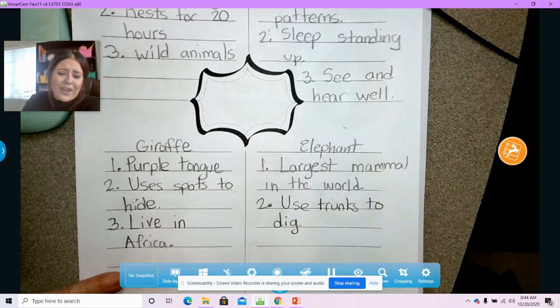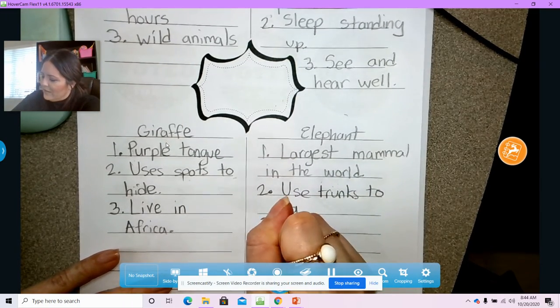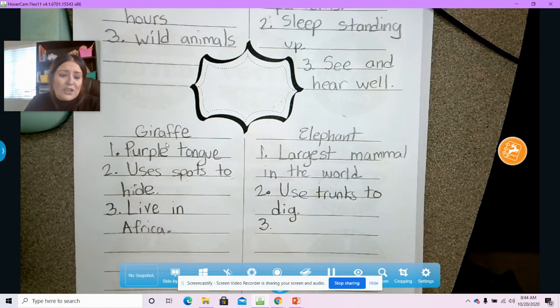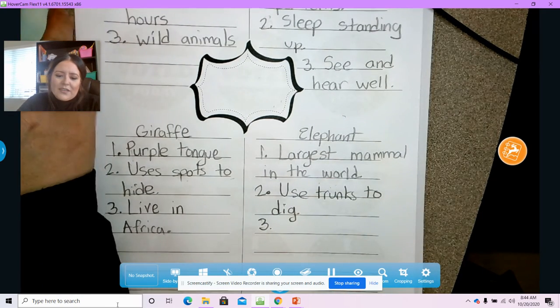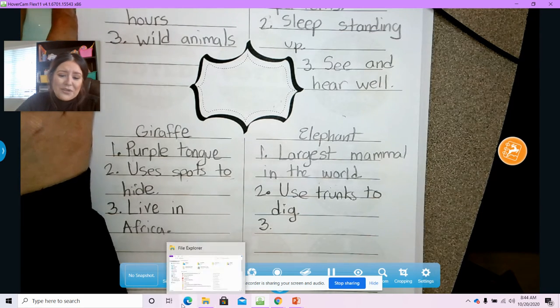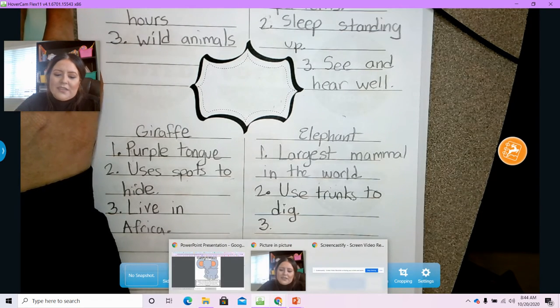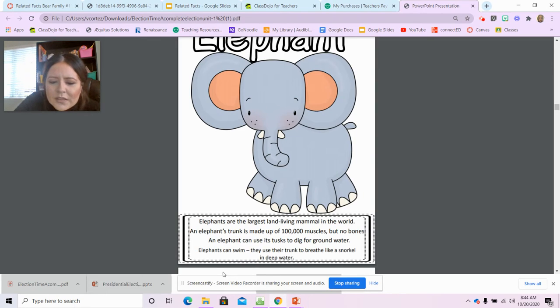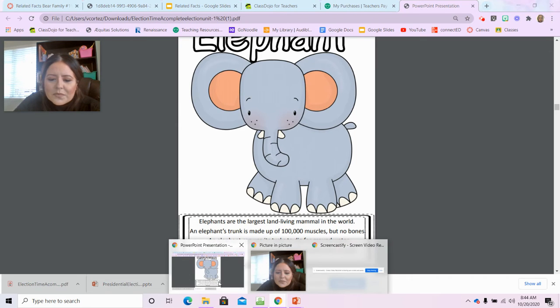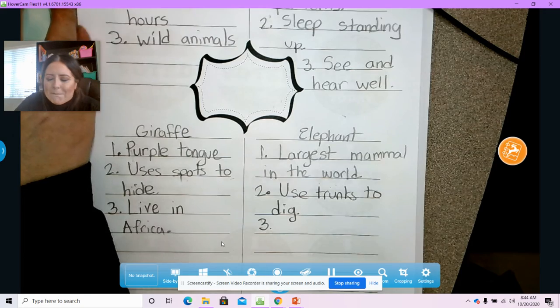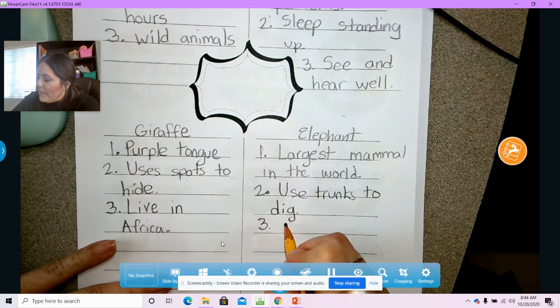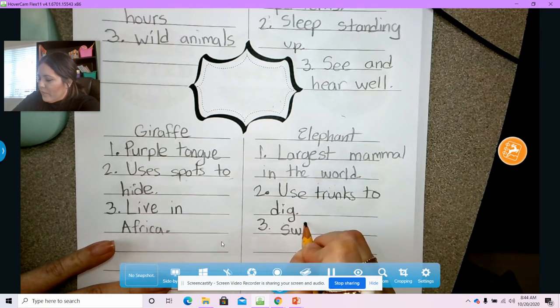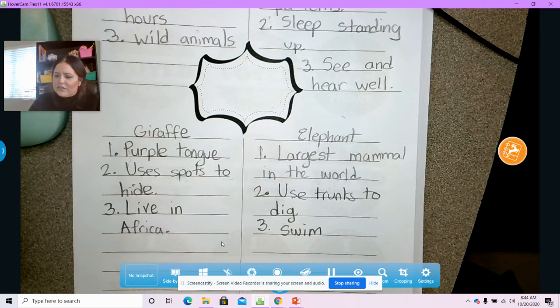I know I'm going so fast. I'm sorry. If mom and dad need to help you a little bit with this, they can, okay? But no, I want you to try it on your own. They use their trunks for water. Elephants can swim. And number 3 will say they swim. They use their trunks to swim.